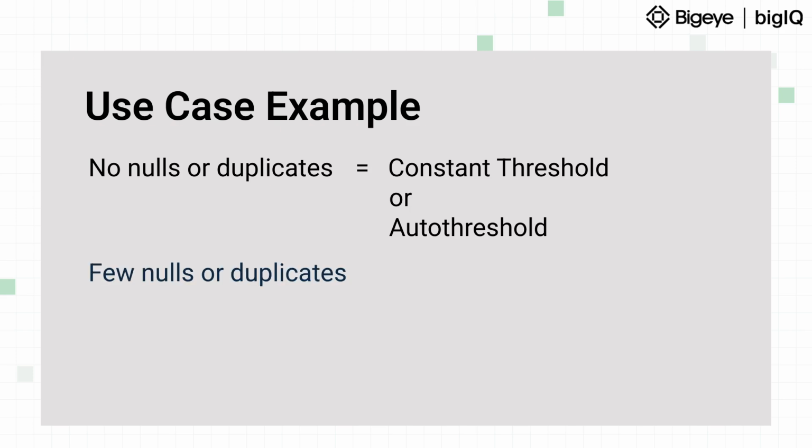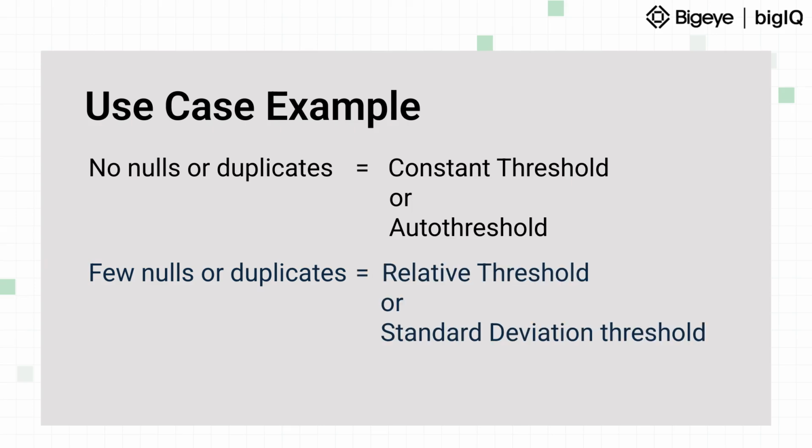If you're okay with a few nulls or duplicates, but want to know if it suddenly spikes, use relative or standard deviation thresholds. Let's say you had 5 nulls yesterday. You can set a deviation of 1% as your upper bound to catch anything unusual.